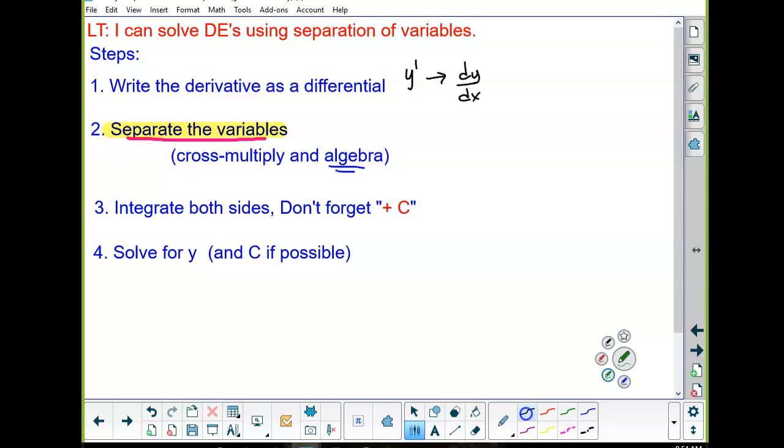Step 3 is once you have the variables separated, then you're going to integrate. Remember, that's the integral. Integrate both sides, and don't forget to put the plus c, because the plus c is very important. And then we have to solve for y, so we get our general solution. But if they give us a point, then we use that point to find the particular solution, so we find c.